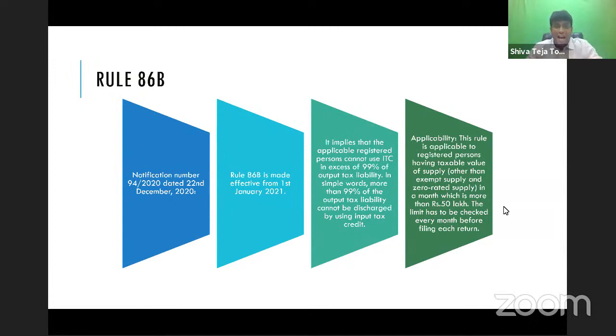See that? It implies that applicable registered persons cannot use ITC in excess of 99% of output tax liability. In simple words, more than 99% of output tax liability cannot be discharged using input tax credit.